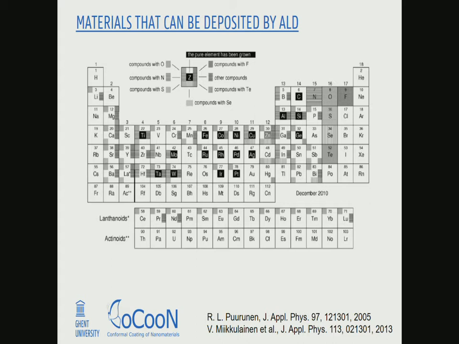This table here, you can see a lot of metal oxides, metal nitrides, metal sulfides, and so on. Unfortunately, maybe not that many pure elements. So metals by ALD is very challenging. Metal oxides, metal nitrides, metal sulfides, you could say, by just looking at this table, are apparently maybe a bit more easy.